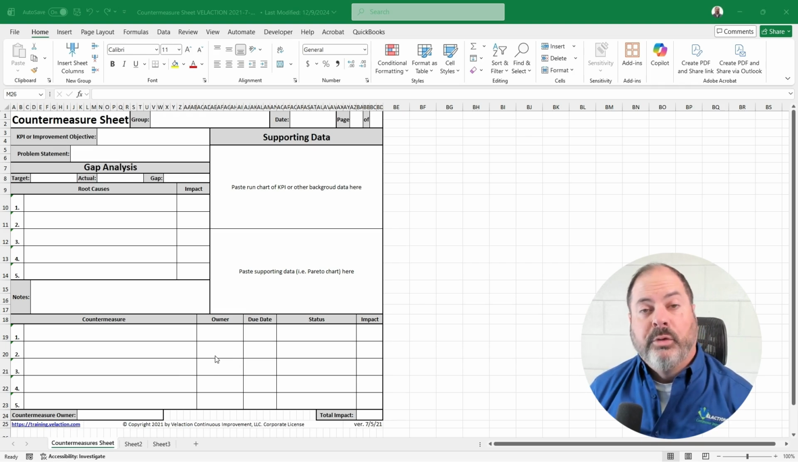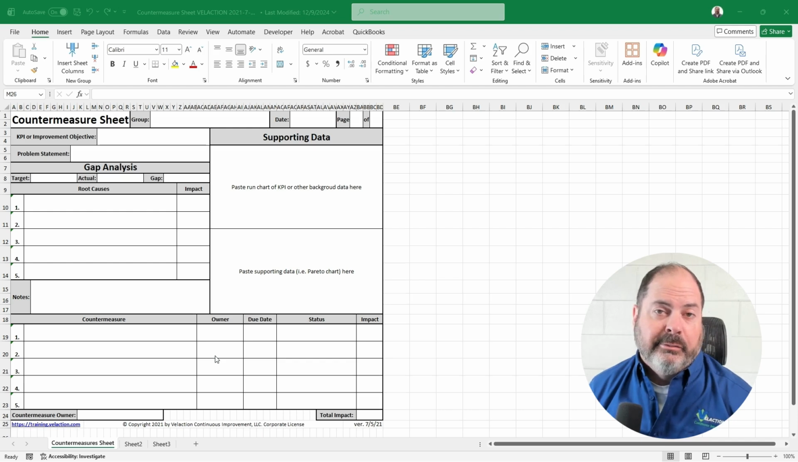But this is a really great tool for helping you make your improvements. It's a lot easier and more accessible than A3. A3 reports tend to be a little intimidating for some people. They are pretty big and pretty intensive to manage properly. So A3 Lite, Countermeasure Sheet.